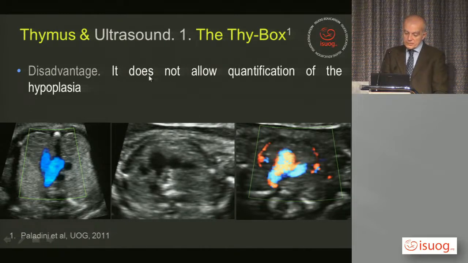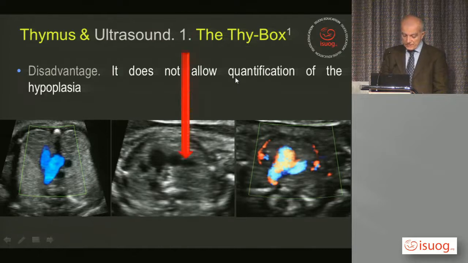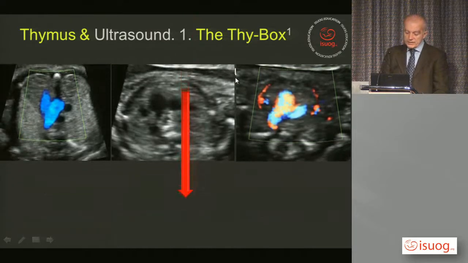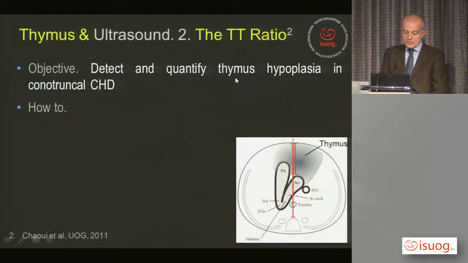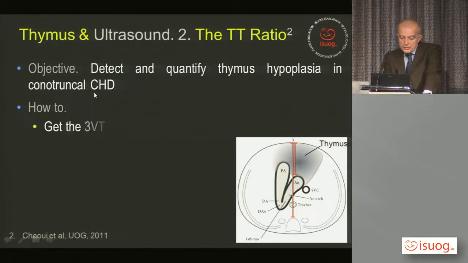The disadvantage of this technique is that it was not meant to give an objectivation of the degree of thymus hypoplasia, but just to highlight the area where the thymus is or should be. And this is where the TT ratio comes in, because this is a way to objectivate the presence and the degree of the volume of the thymus. It was described by Rabi in the same issue of the journal, as I was telling you before.